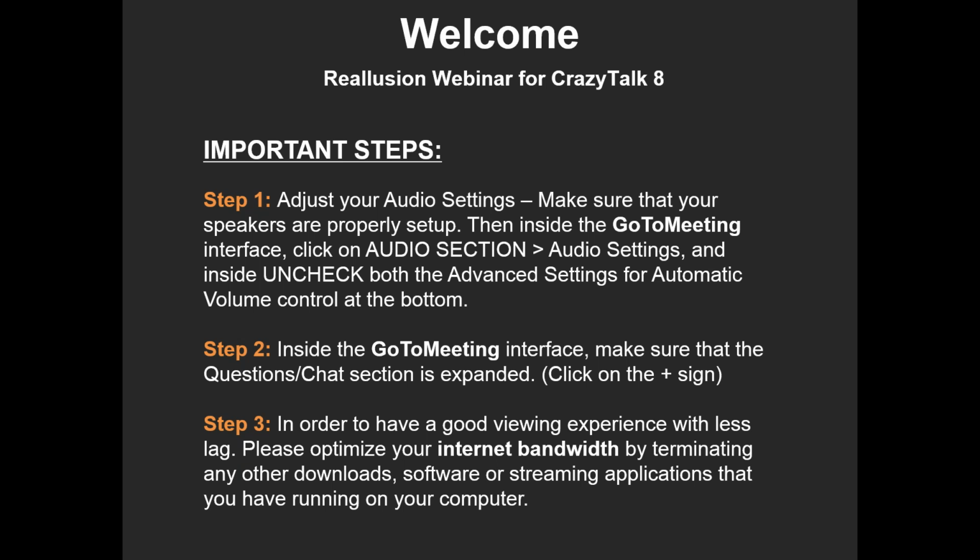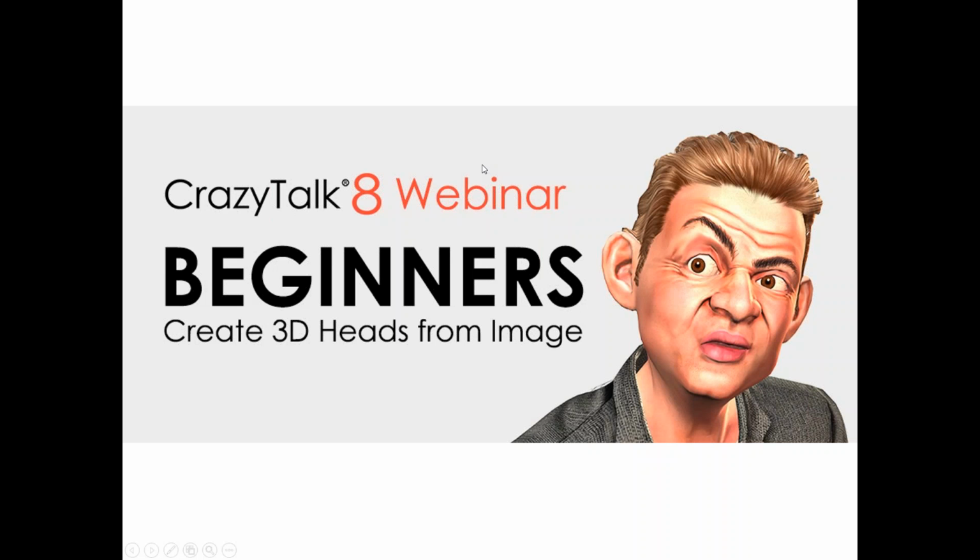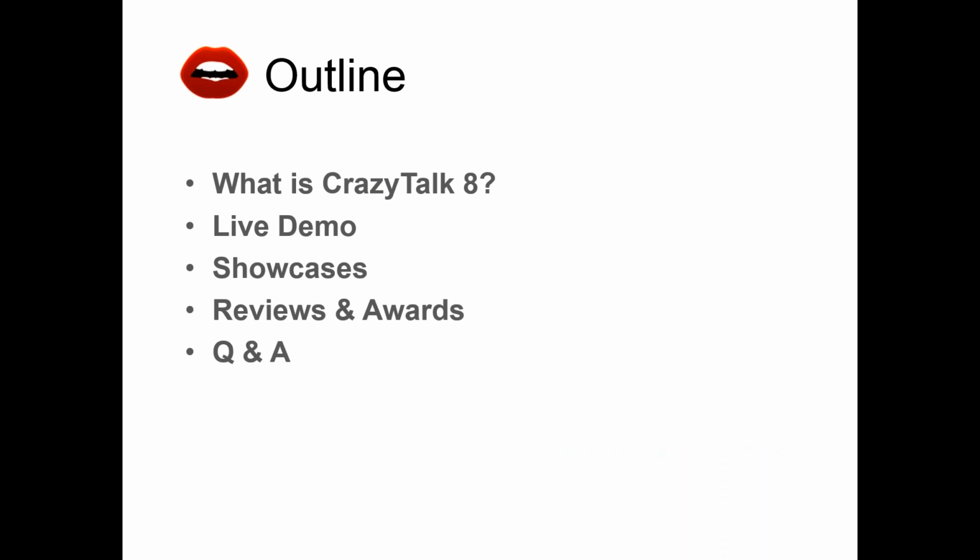And we're going to get started first off by introducing CrazyTalk in a PowerPoint form really quickly here. And then I'm going to be going through the process of creating a 3D head from a single 2D image in CrazyTalk 8. And we could probably expand on that later, because to be honest, this procedure doesn't take very long.